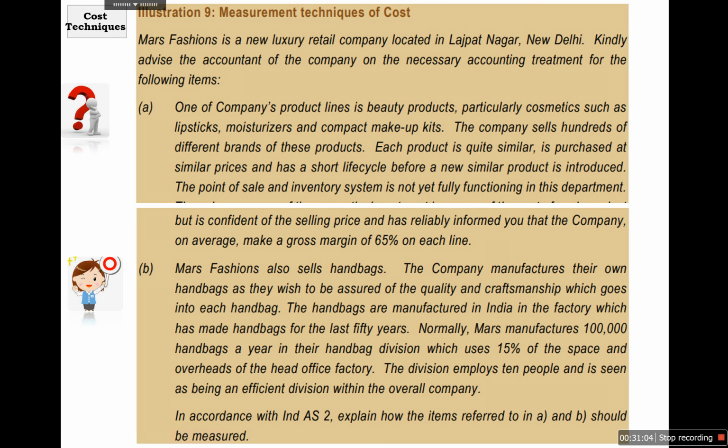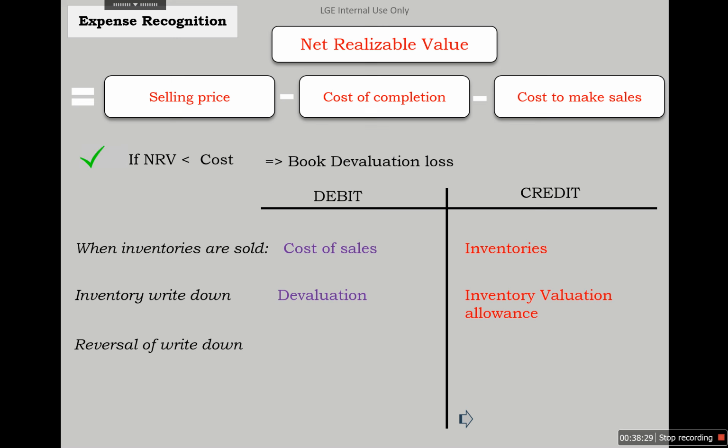When inventories are sold, we need to book the cost of sale and reduce the inventory. And when inventories are written down, we need to book the devaluation, and we need to book the allowances for the inventory valuation that will be offset from the inventory while making the balance sheet. And if there is a reversal of devaluation, then we need to reverse the inventory devaluation account and book the gain in devaluation.